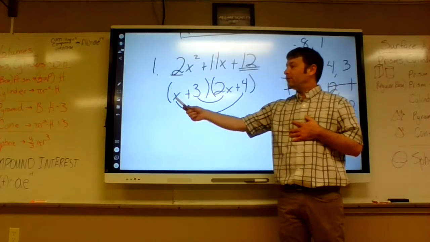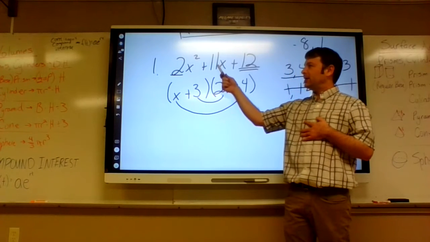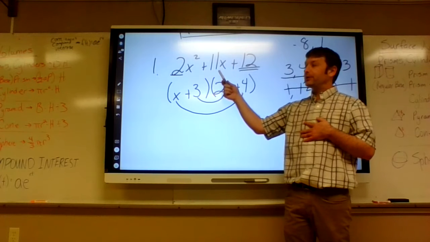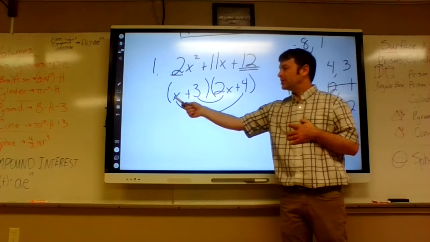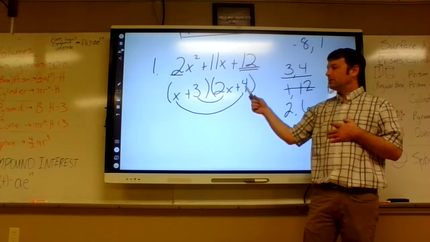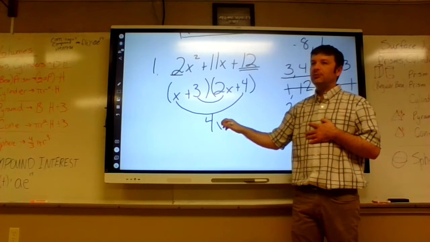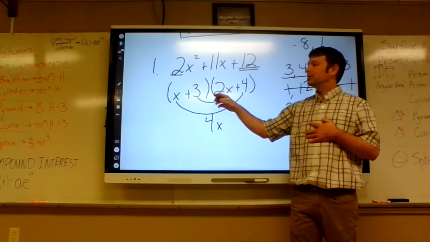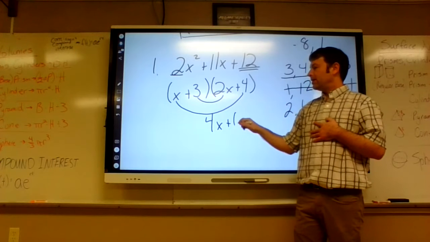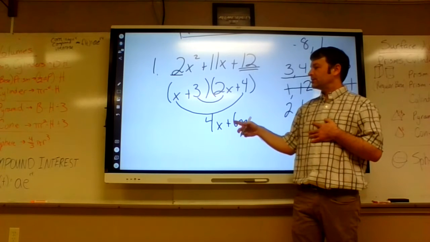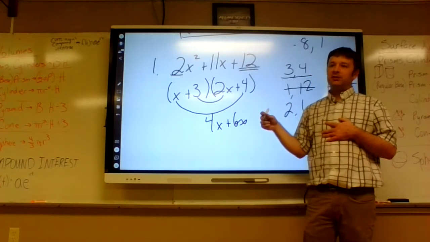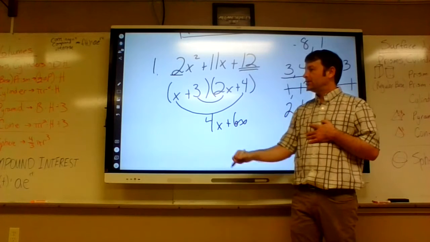So if I FOIL, just doing the outside and inside, and get 11x, then I got it right. So what does the outside give me? 4x. What does the inside give me? 6x. And altogether that's 10x, not 11x. So I didn't do it right.